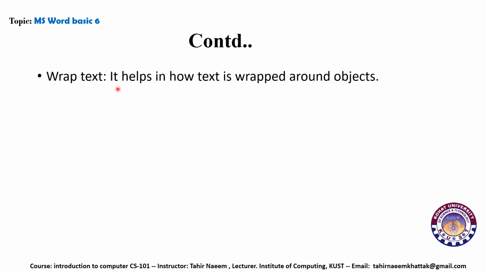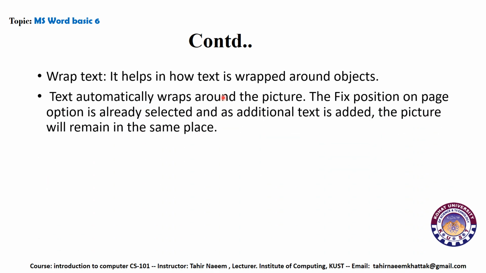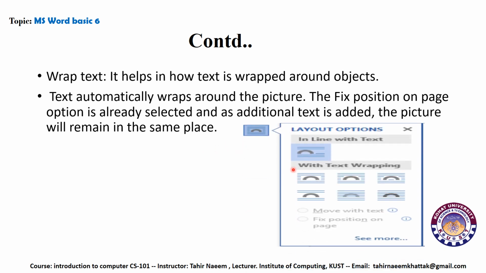Text wrapping helps us control how text is wrapped around the object. Text automatically wraps around the picture, as I explained in the previous lecture. The Fixed Position on the page option is already selected, and when additional text is added, the picture will remain in the same place while we can add text around the picture. As you can see, there are different layout options. These are the different text wrapping options, and we can select any one of them according to our requirement.